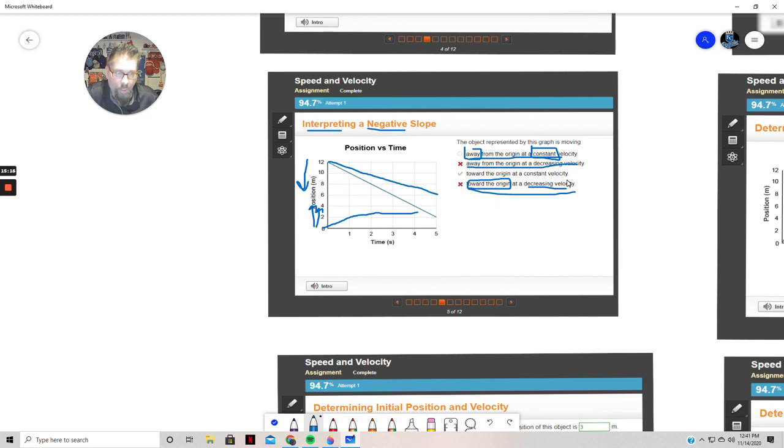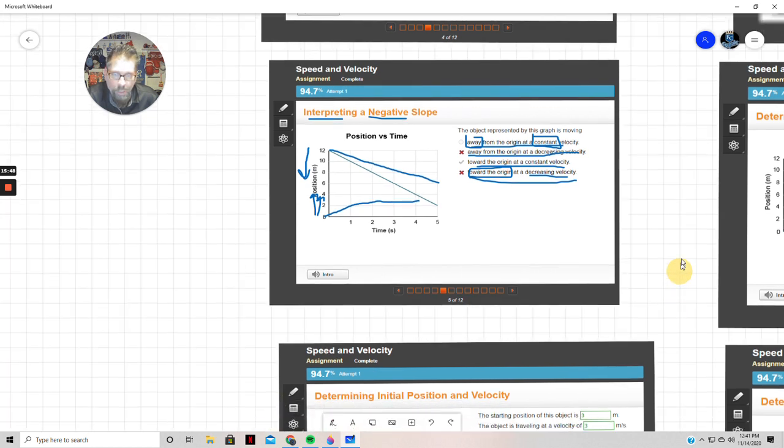So now the one that is right, towards the origin at constant velocity, I touched on that. They're moving towards the origin because they're moving down the y-axis. Okay, but they're also moving at the same 2 meters per second each time. And you can tell that it's constant because it passes through the intersection of the time and meter line. Okay, so let's close this. We can move down to the next one.